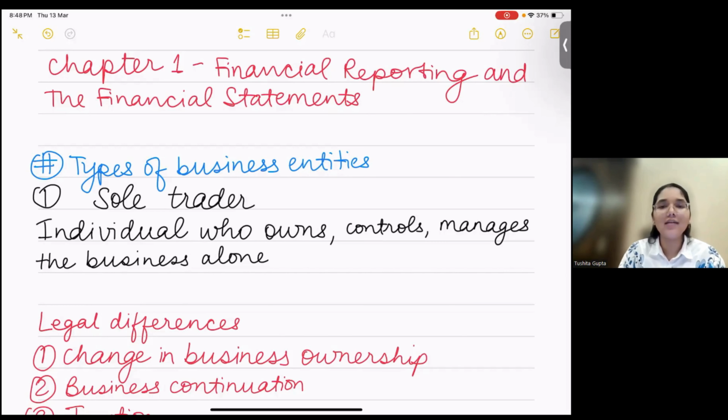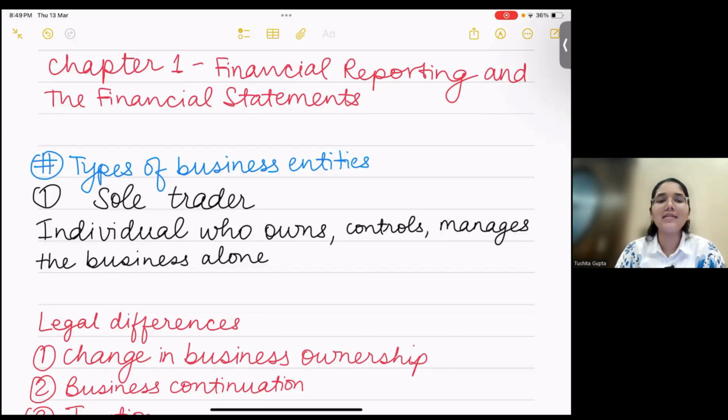So the very first topic that we are starting off in this chapter is the different types of business entities. If you want to run your own business, you can do a sole trader business. If you want to do some business with your friends, then you can have a partnership. If you want a greater business, which goes to a larger scale, then it will probably become a company. So there are different types of business entities. We'll talk about these different entities video by video.